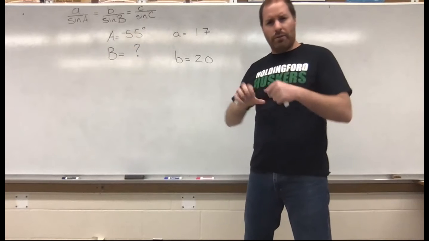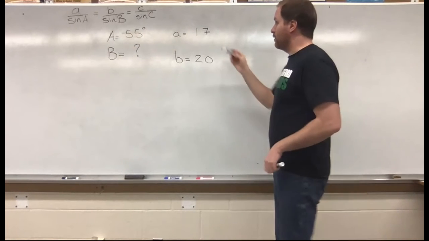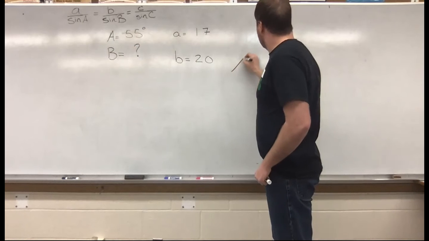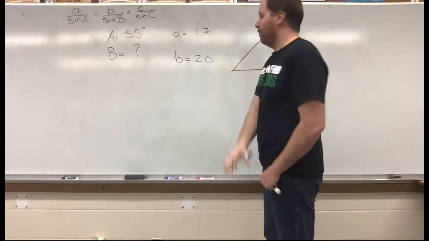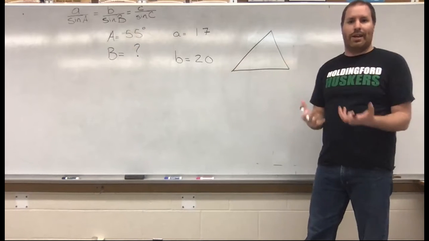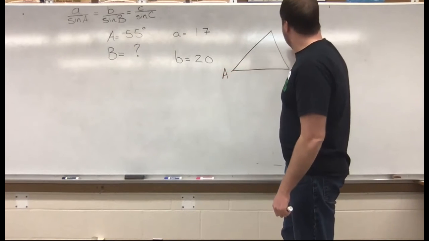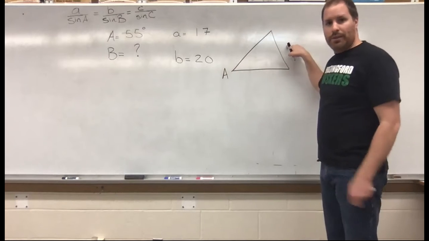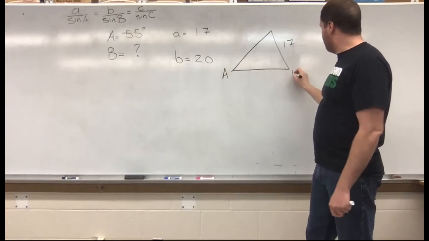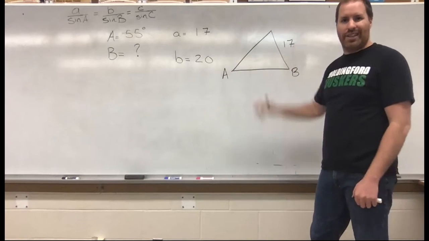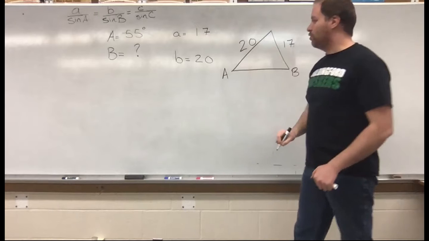So what I might start with is drawing out a picture of what's happening. We've got maybe a kind of triangle here. I'm just estimating. I'm not 100% sure how this whole thing is going to look. I might call this vertex A, which means this is lowercase a across from it, so this side is 17. Here might be capital B. Maybe I'll put that on the bottom. Capital C, lowercase c here. This is side b. This one is 20.